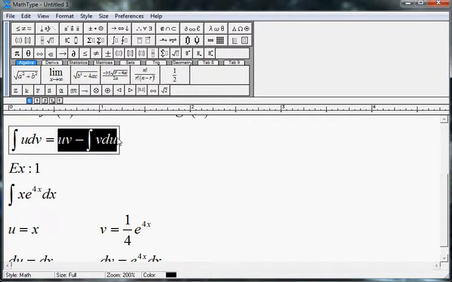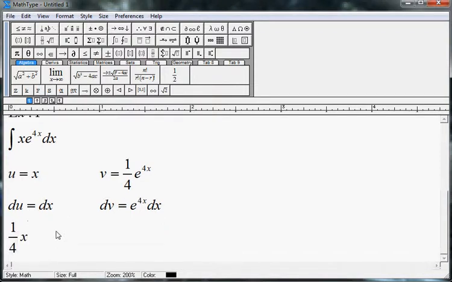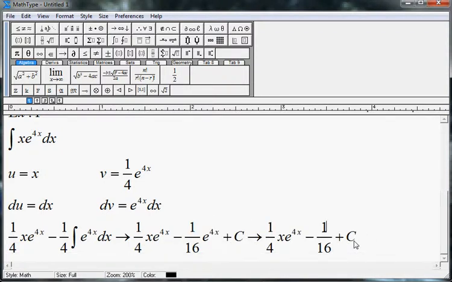So now we just follow this formula: u times v minus the integral of v du. So u times v is 1/4 x e to the 4x minus the integral of v, which is 1/4 e to the 4x, du, which is dx. Now we can evaluate this again because now we have a simple integral to do. The integral of e to the 4x is just 1/4 e to the 4x, but 1/4 e to the 4x times 1/4 is 1/16 e to the 4x. And then of course you have your plus c. And actually, you can go one step further and factor out this guy.